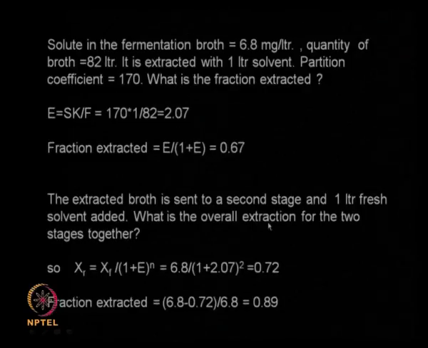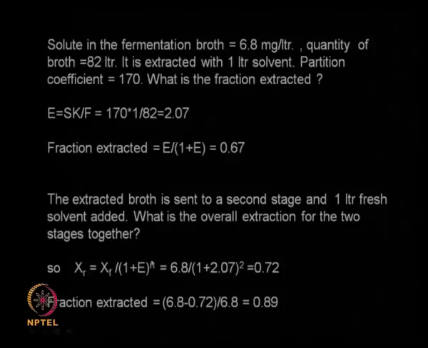Now imagine I am using another stage and I am adding again 1 liter of this solvent to whatever has been extracted. I want to calculate what is the overall extraction efficiency. Now I have two stages, this is also a cross flow, understand, because I am again adding fresh solvent, 1 liter of fresh solvent, in the second stage. So the raffinate which is leaving stage 1 goes into stage 2. Now you want to calculate the overall extraction efficiency.